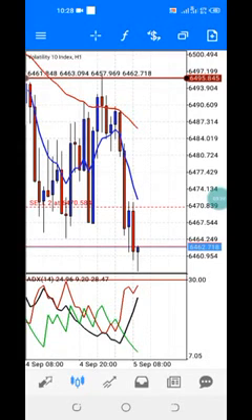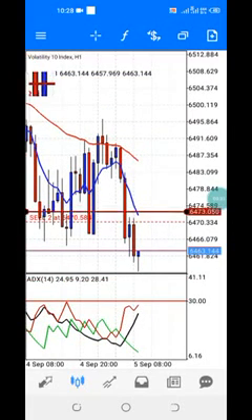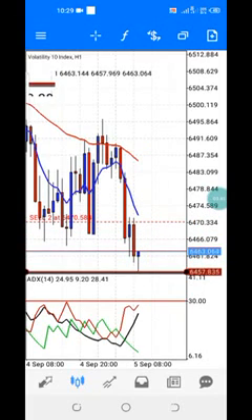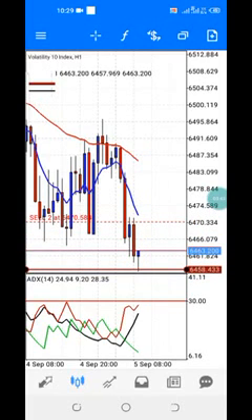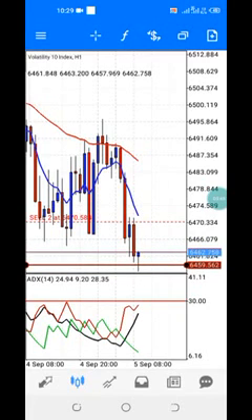So basically what I did, I took a sell here on the H1 candle, on the H1 chart, on the H1 time frame at exactly 6470.52, and it has already dropped to 6458.4. You can see the massive move. Then I already have a trade running.